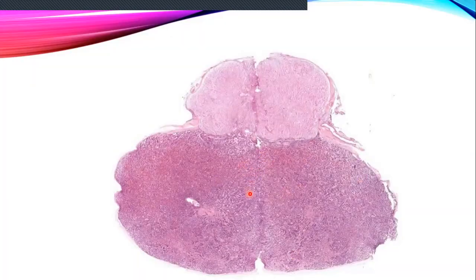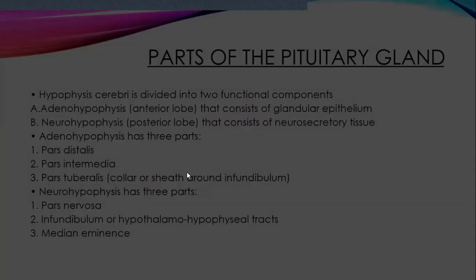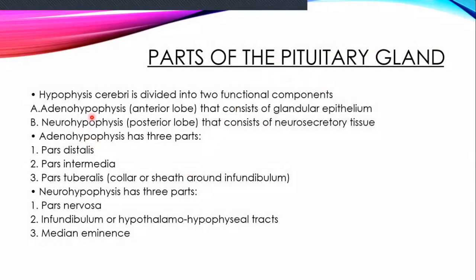So here we are. This is a histological organization. This part here is the adenohypophysis, the anterior lobe of the pituitary gland. This is the posterior lobe, or the neurohypophysis. Let's look at those parts. Now, parts of the pituitary gland. It is usually divided into two functional components: adenohypophysis, or the anterior lobe, that consists of glandular epithelium, and neurohypophysis, or the posterior lobe, that consists of neurosecretory tissue.